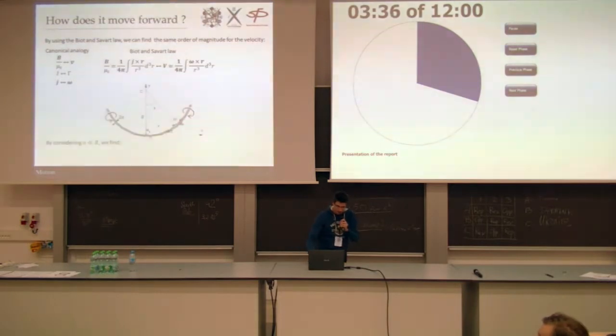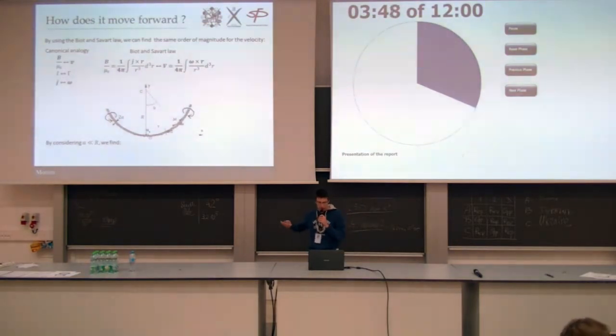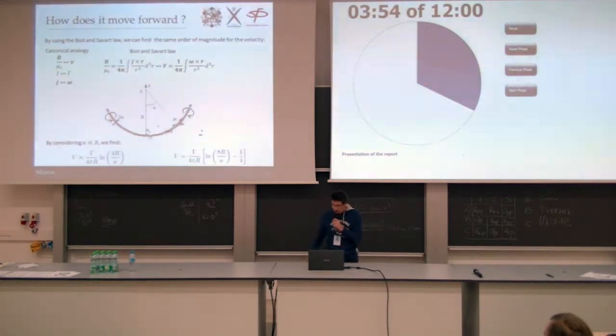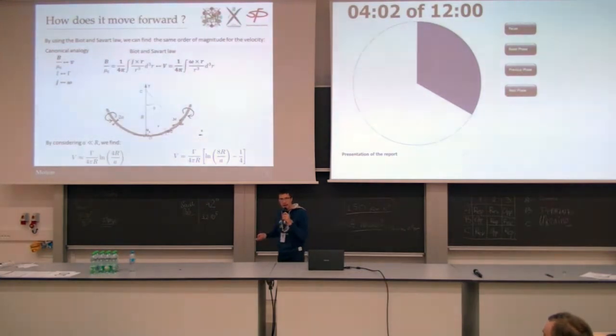If we have this scheme, by considering little radius a very small compared with the big radius R, we can make the calculation and then we find this result. When we compare it to the exact result, we can see that it is the same order of magnitude, so we can easily and with a simple calculation find it again.